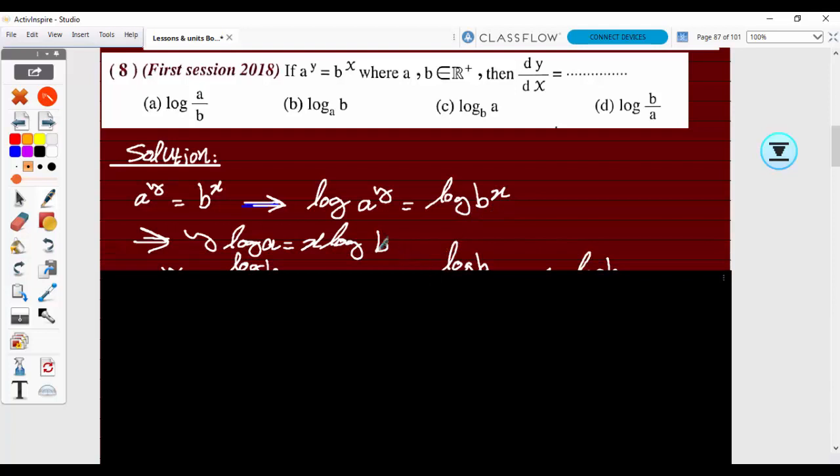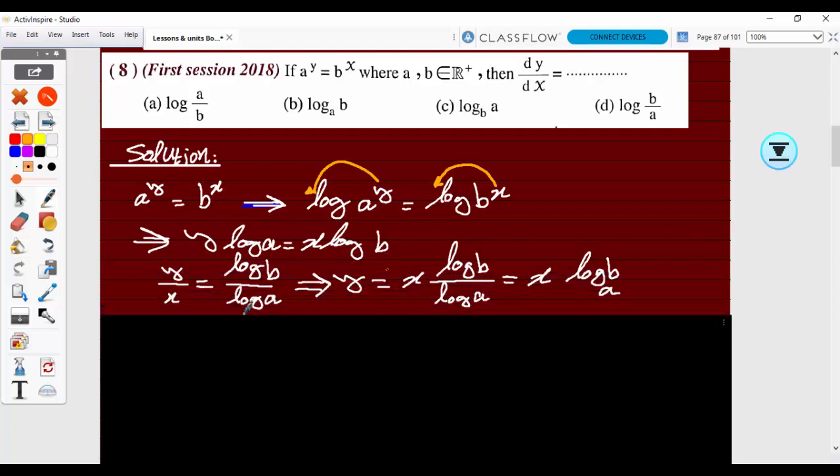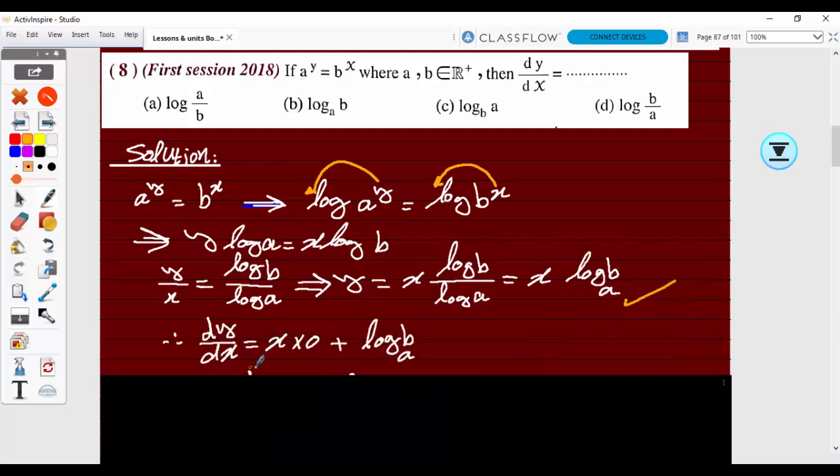From the properties of logarithm, we can take the power out, and we can take x also out of the logarithm. So we have y log a equals x log b. So y divide x equals logarithm b over logarithm a. So we can write y equals x logarithm b over logarithm a, and logarithm b over logarithm a equals logarithm b to the base a. So dy dx, we'll make the derivative now.